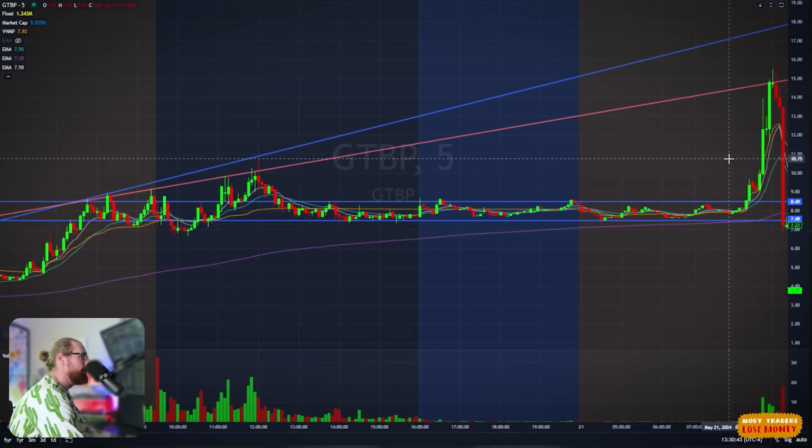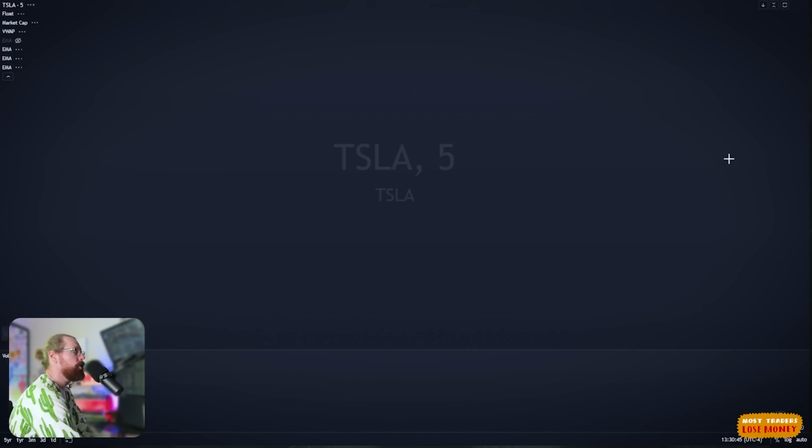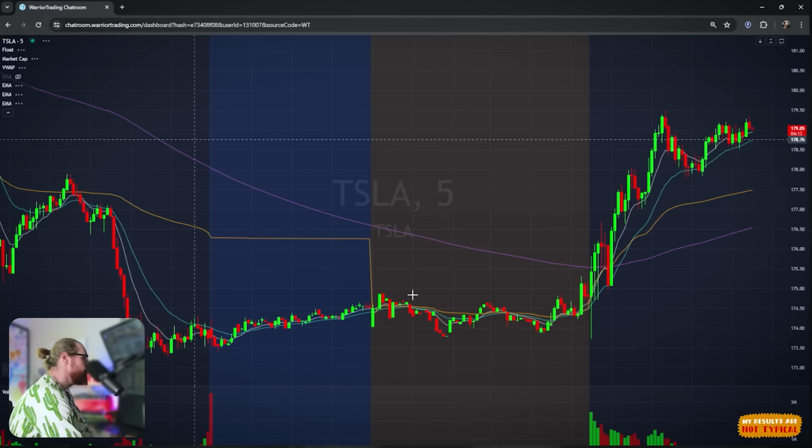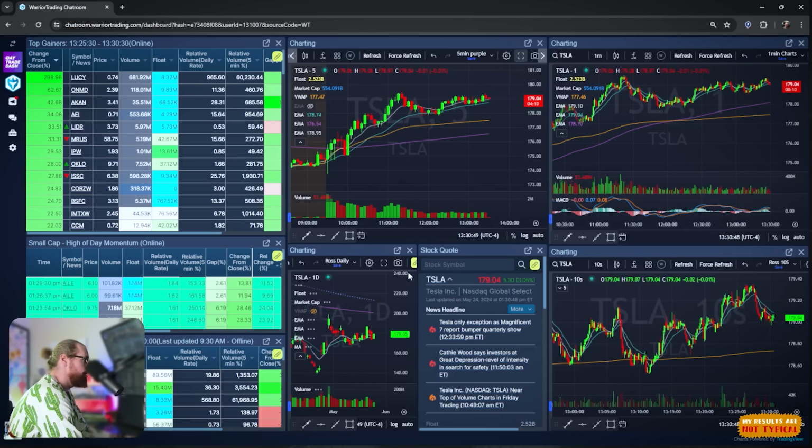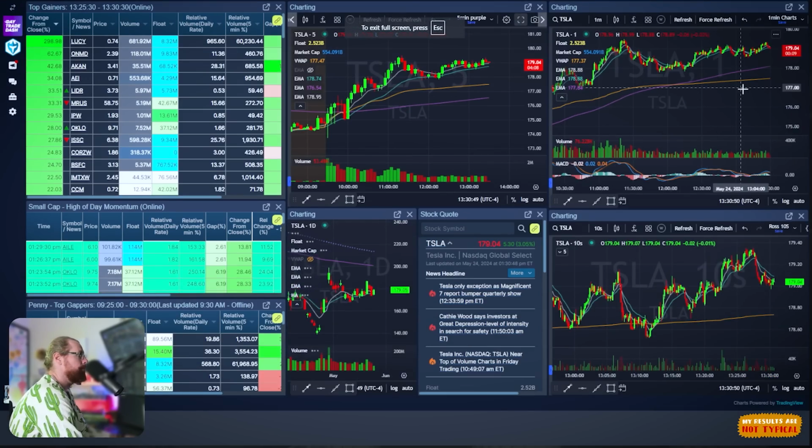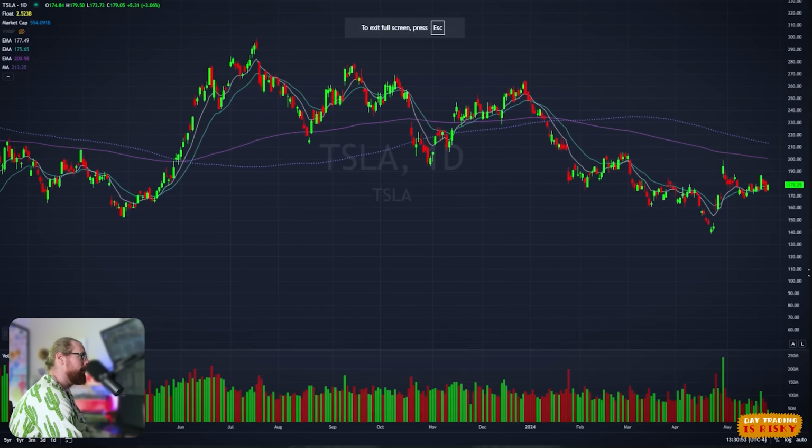This is a really nice one here that played out, but they work not just on intraday time frames, you can even use them on daily charts. So let's talk about Tesla for a second. We're going to go full screen on Tesla on the daily chart.